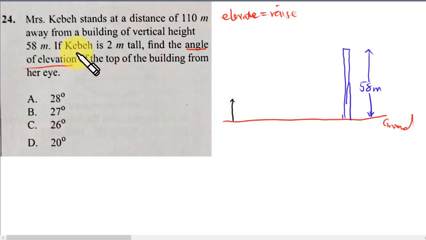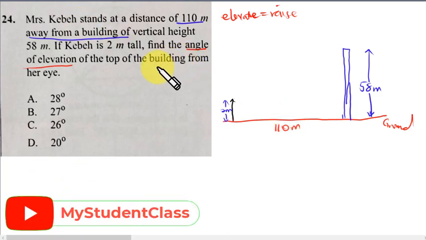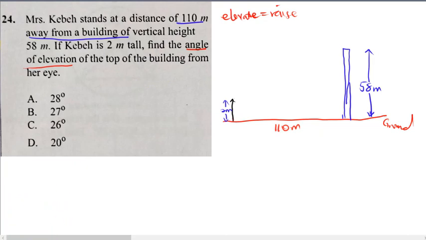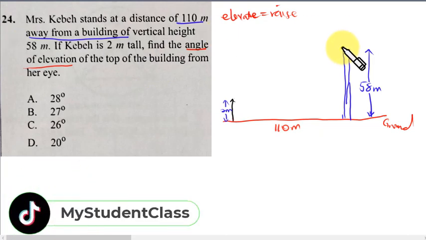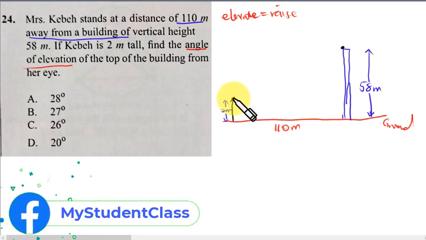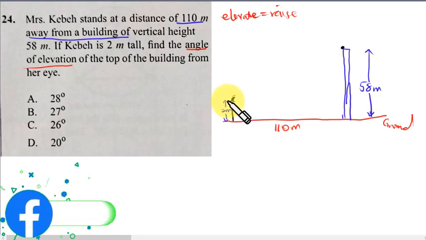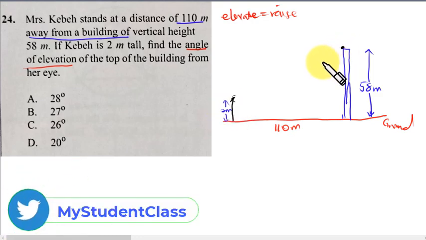And we are also told that Mrs. Kebe is 2 meters tall, and that she is 110 meters away from the building. So from here, Mrs. Kebe to the building is 110 meters. Find the angle of elevation of the top of the building. That is the top of the building, and let us assume that is where we have Mrs. Kebe's eyes.